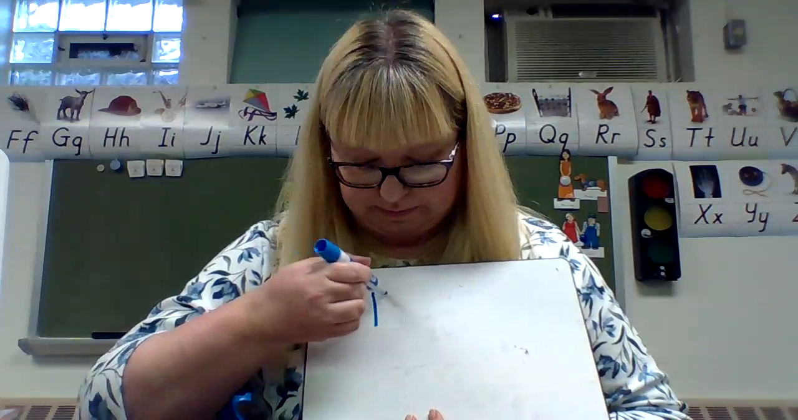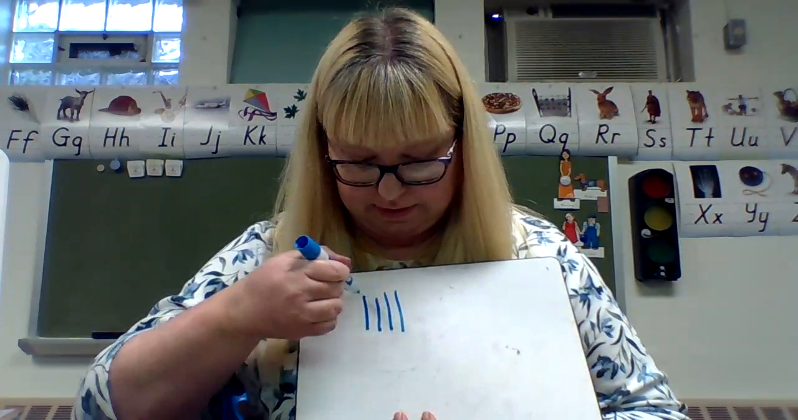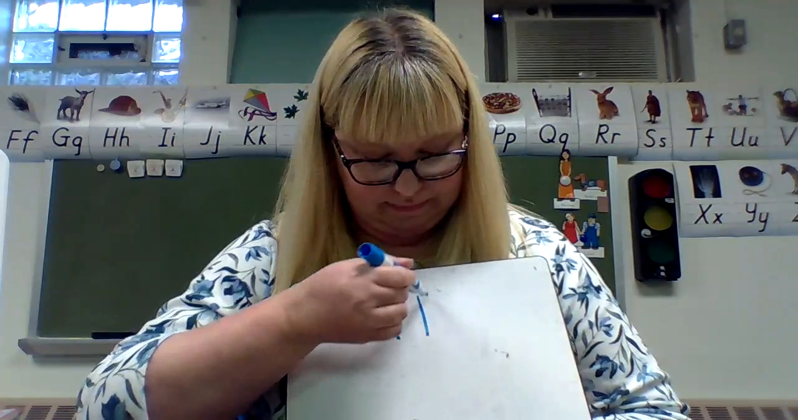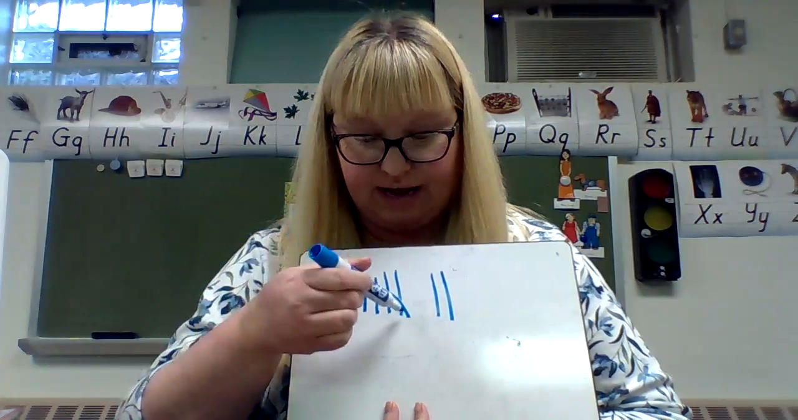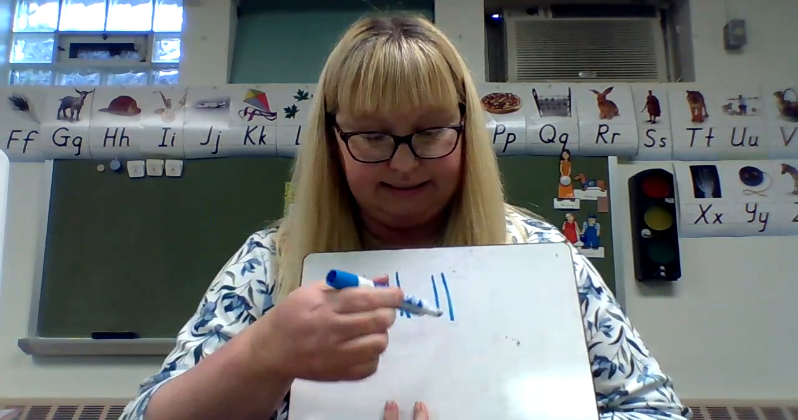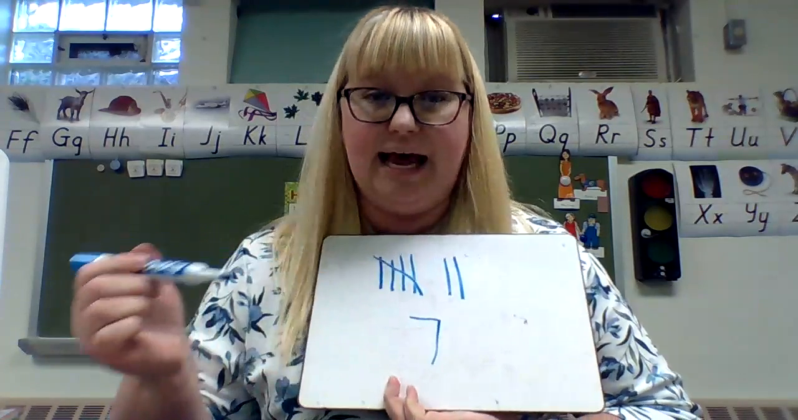We'll do an easier one for tallies. Let me show you. We'll just do it like this. So that's 5. So what would this be? 5, 6, 7. That would give me 7 in that tally. Do you see that?